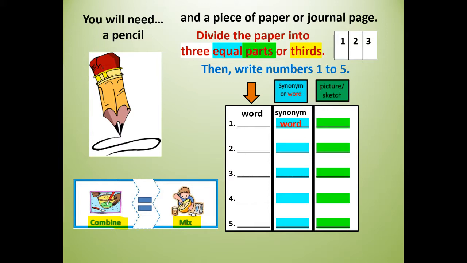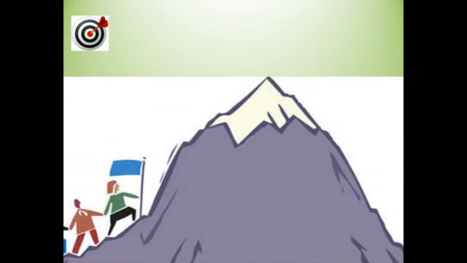In the third column, I want you to draw a quick picture or sketch to help you remember each of the 5 words. If at any time I'm going too fast, you can always push pause, write your words and synonym and picture, and then get caught up. At the end of the lesson, I'm going to review all 5 words as well, so there'll be another slide to review all the words, synonyms, and pictures.